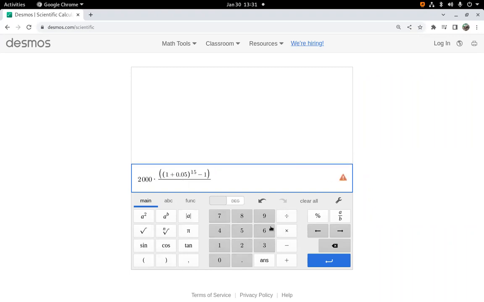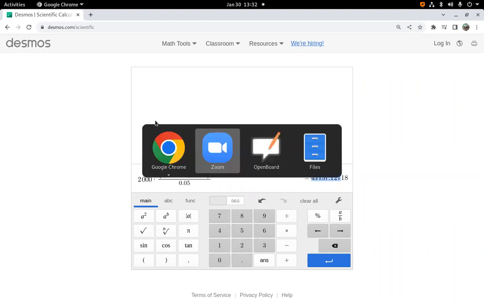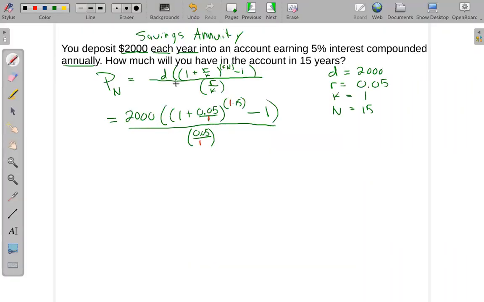Then I can divide by the rate. Now the rate isn't being prorated. Dividing by 1 doesn't change the rate. It's still 5%. And so I could enter the formula like that. And I have 43,157, and that'll be 13 cents. So we get approximately in the future $43,157.13.